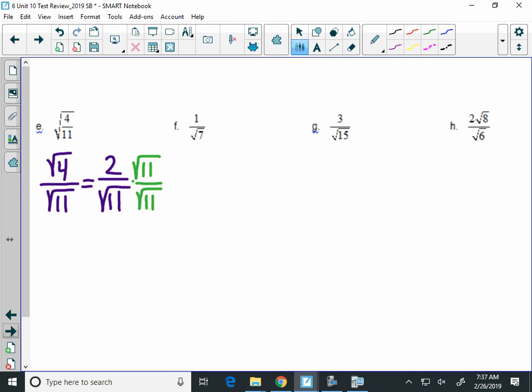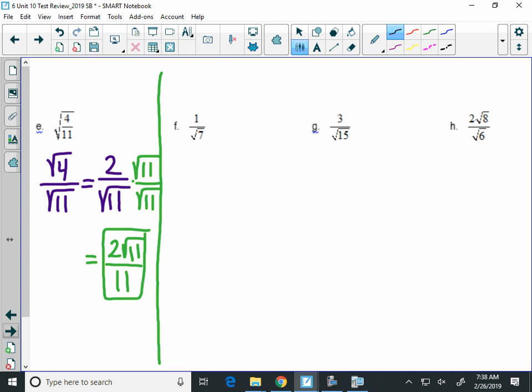Now you multiply straight across the fraction. 2 times radical 11 is 2 radical 11, and radical 11 times radical 11 is radical 121, which is 11. Nothing else simplifies here. So 2 radical 11 over 11 is the rationalized and simplified form.